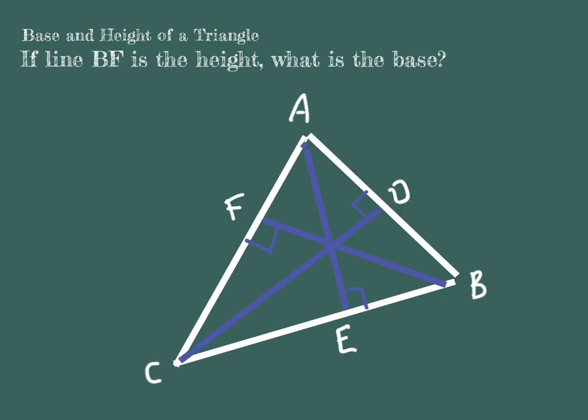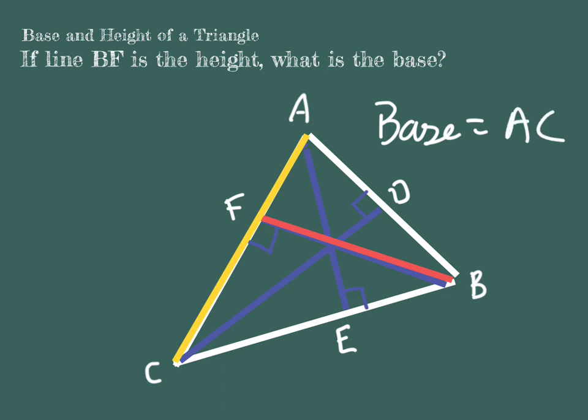Finally, if line BF is the height, let's find BF. There's B, there's F. That's the height. What's the base? Which line is at a right angle? It's not that one because that's not a right angle. It's not that one because that's not a right angle. It's that one because that is a right angle. You have your little square. There we go. So what line is that? That's AC. So we'd say the base is AC. Awesome.